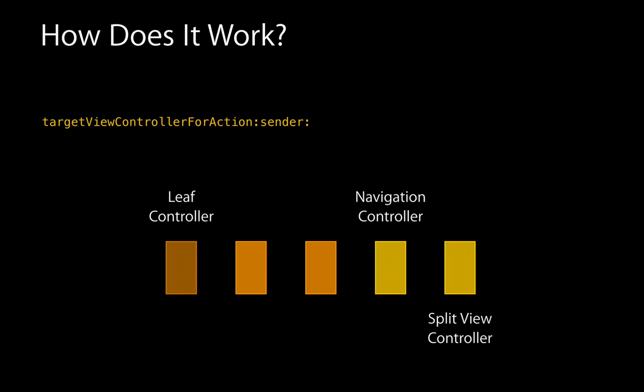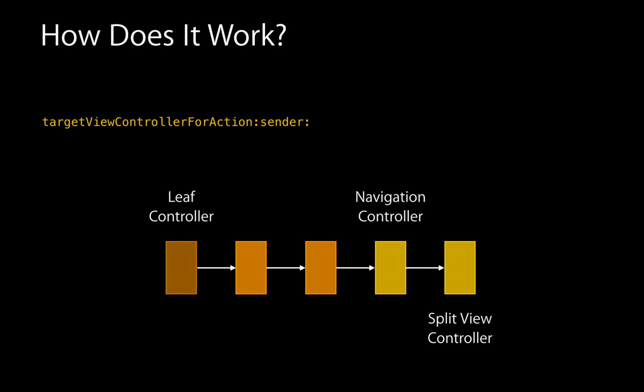Next, I'd like to tell you a little bit about how these methods are actually implemented. And that's using a new method called target view controller for action sender. This does all of the work of going up the view controller hierarchy until the right view controller gets found. For example, if we call show view controller, we would walk up until we find the navigation controller, since that's the first view controller that implements it. Or if we called show detail view controller, we would keep walking up the view controller hierarchy until we got to the split view controller.